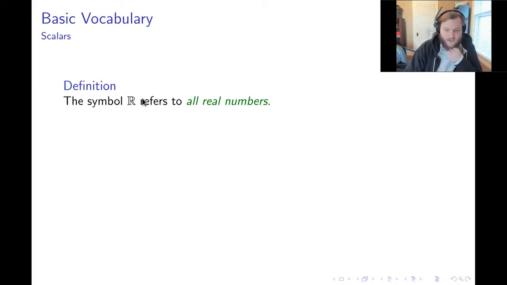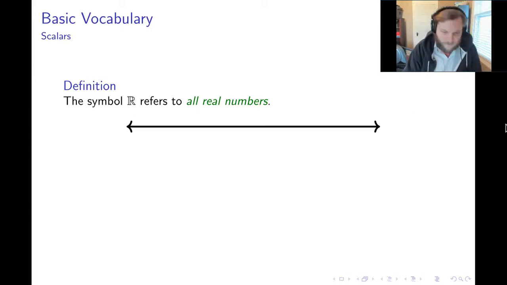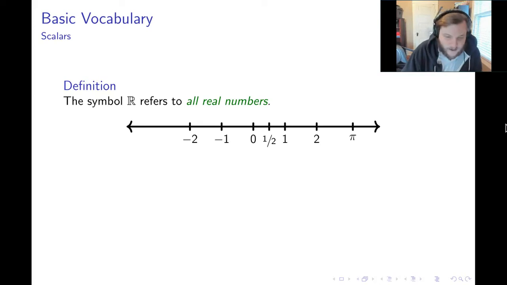When mathematicians use this symbol, a fancy R, what they're referring to is the collection of all real numbers. This is something that you're likely familiar with. These are all of the numbers that are on the so-called real line. So most of the numbers that we know and love, like 0, 1, 2, -1, -2, and even more complicated numbers like 1/2 or even pi are all real numbers because they fit on the real number line.